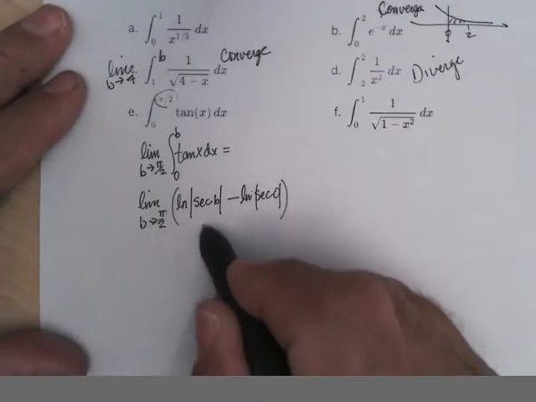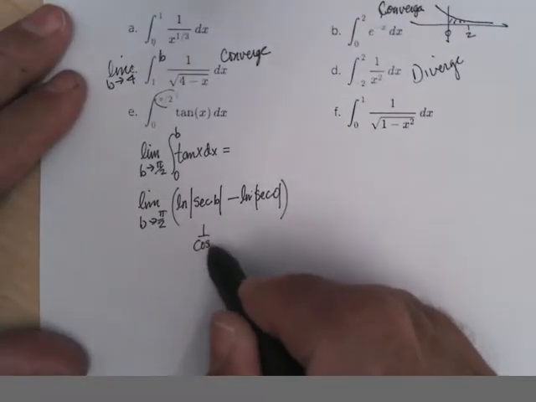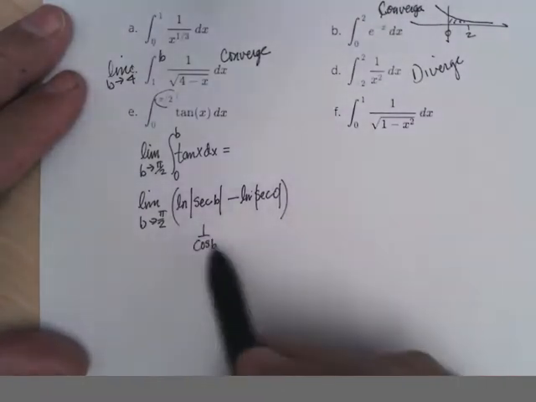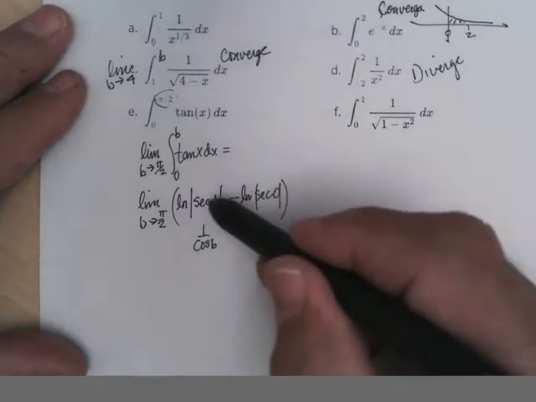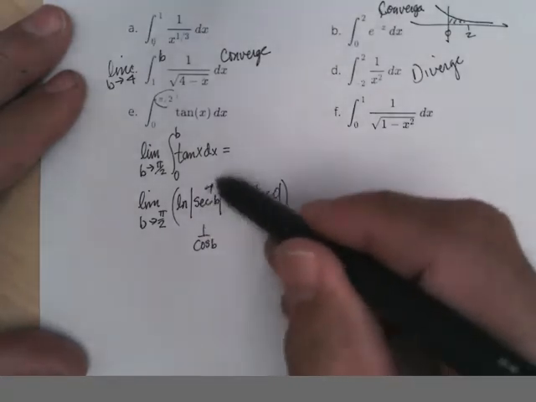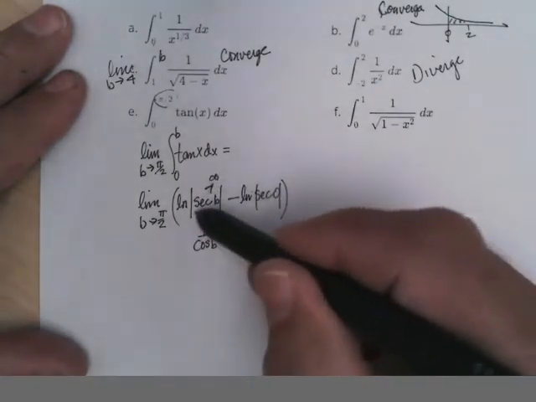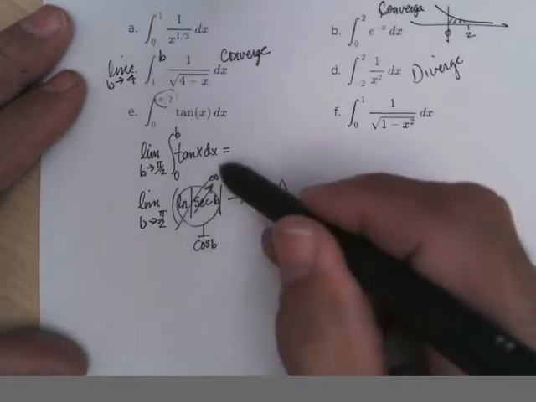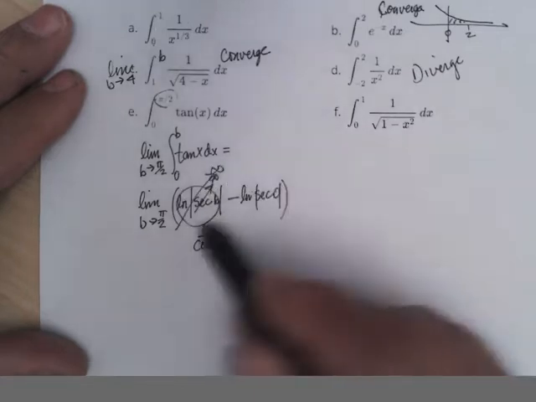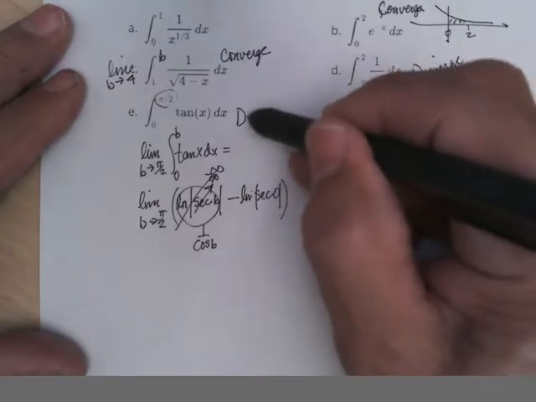Well, secant is 1 over cosine. And cosine at pi over 2 is 0. So what's inside of this is going to go to infinity, and the log of something going to infinity will also go to infinity. So this one is going to diverge.